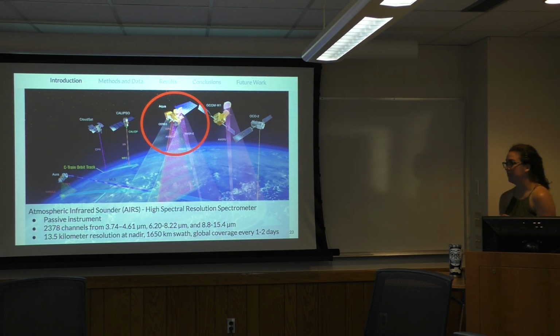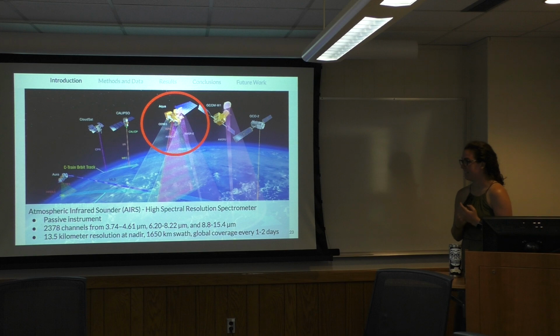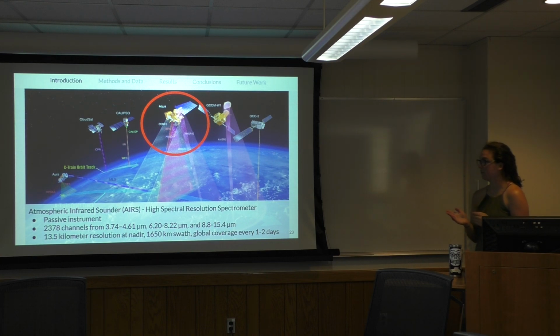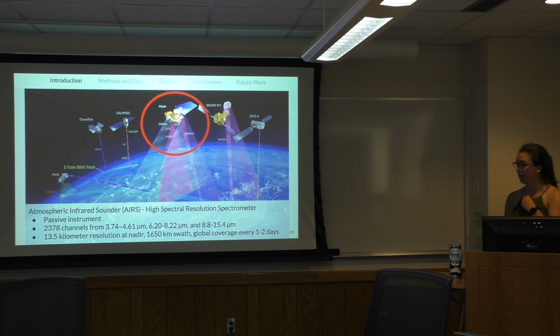So AIRS stands for Atmospheric Infrared Sounder. It's a high spectral resolution spectrometer. It's a passive instrument, has 2,378 channels in the infrared, and it has a 13.5 kilometer resolution and a 1,650 kilometer swath. So it gets global coverage every 1 to 2 days. So it's instruments like this that are really important for improving our understanding of cloud observations, because they cover such a large area, so we can get good information about our clouds through these passive instruments.